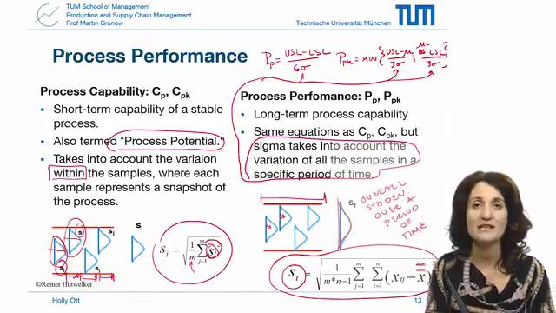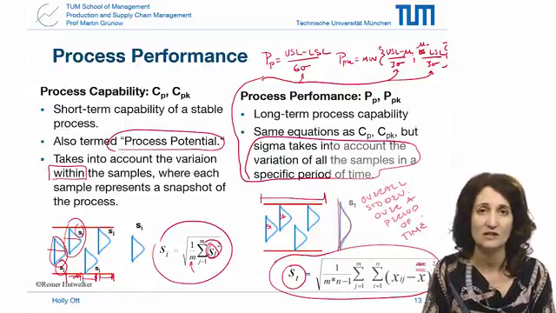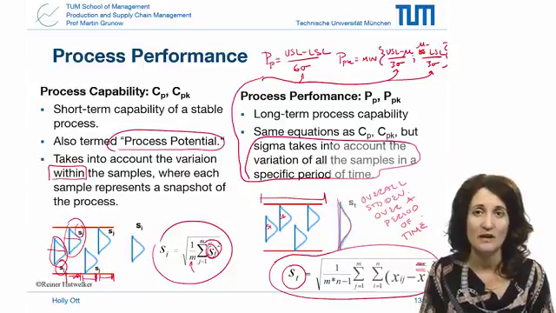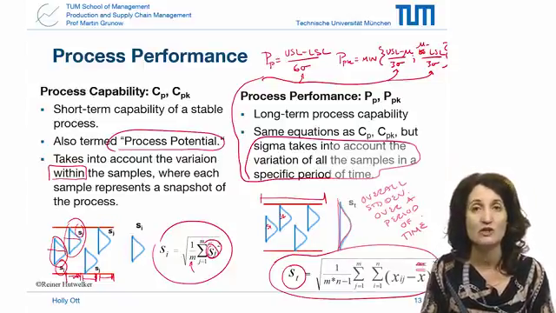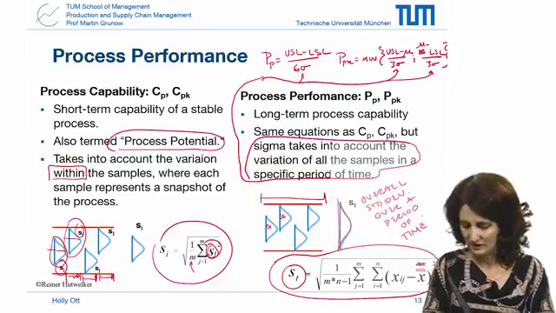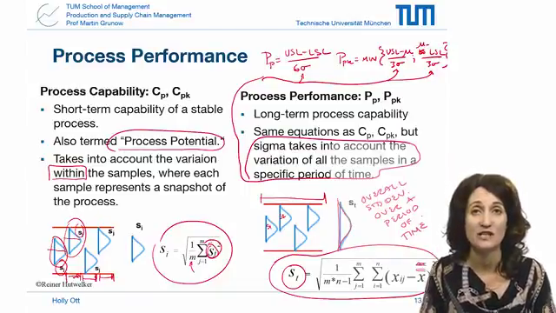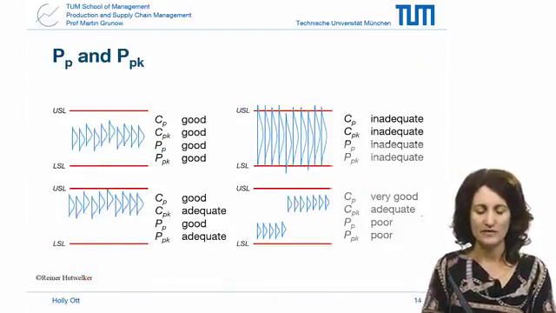And therefore take into account different types of trends that your data is going to see over time. And so it takes into account things like the shift and the drift between the subgroups. And let's look at some examples to understand this better. Here we have 4 examples.